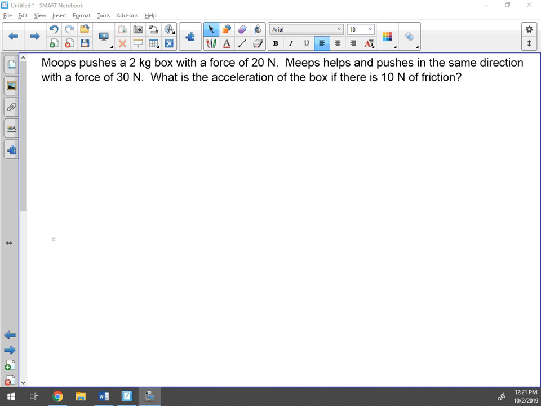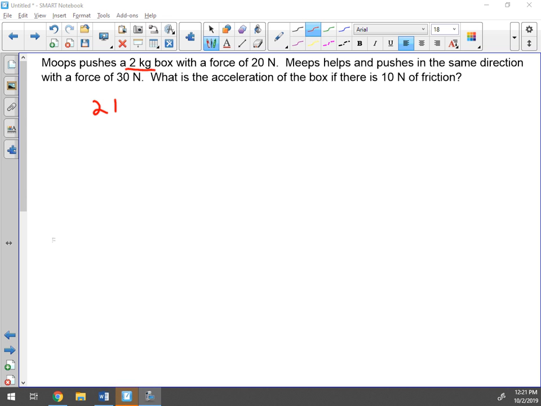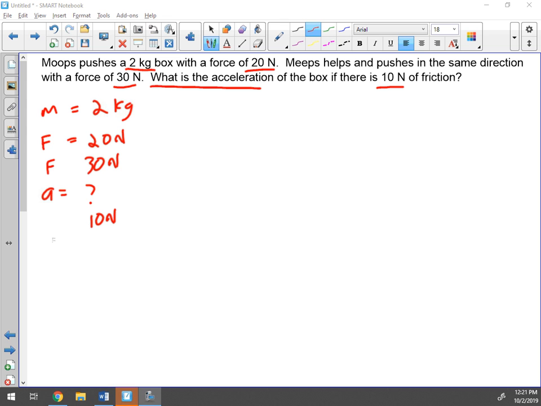My first step in any problem is to identify what I know. So I know we have 2 kilograms. I know we have 20 newtons. We have 30 newtons. We have what is the acceleration? That's my question mark. And we have 10 newtons. If you recall, kilograms is a mass, and newtons is a force. And we have 3 newtons, so we have 3 forces.